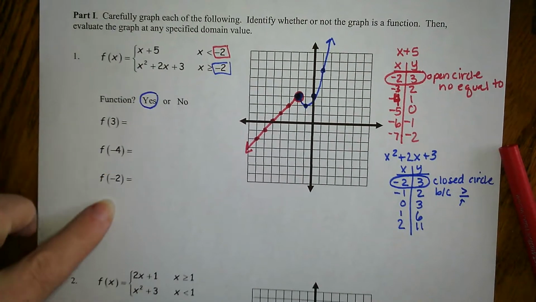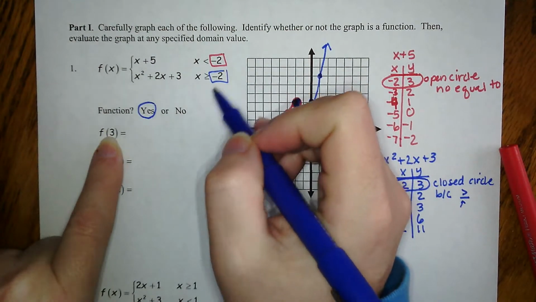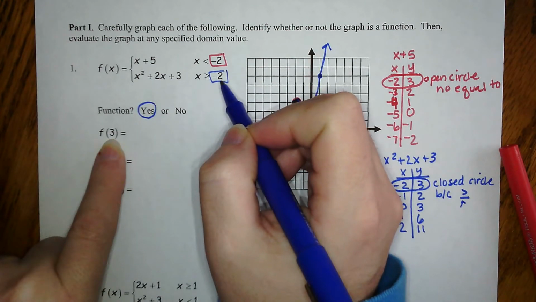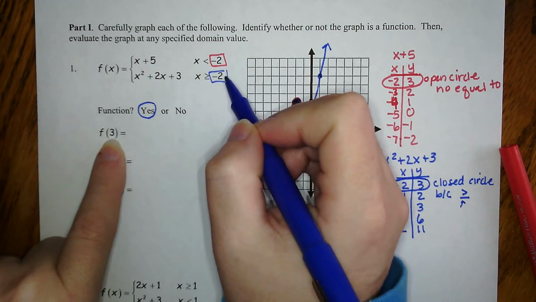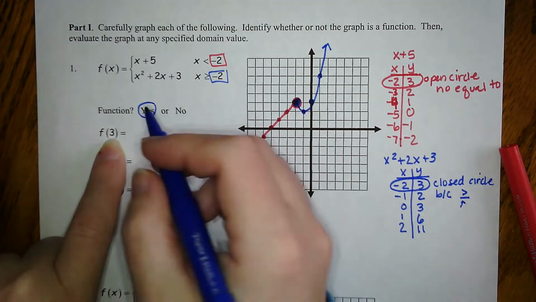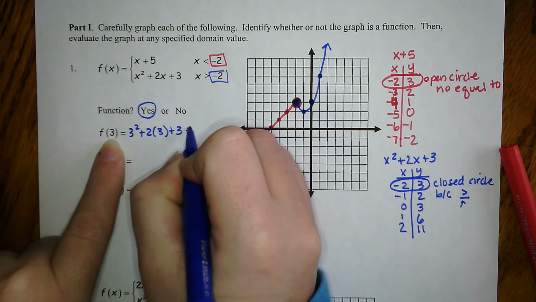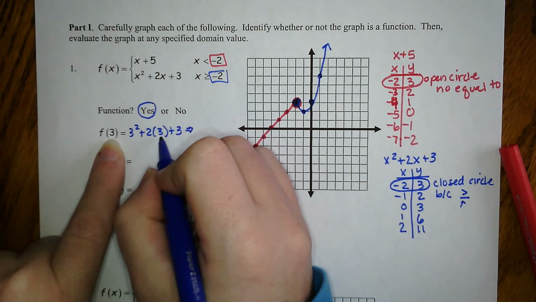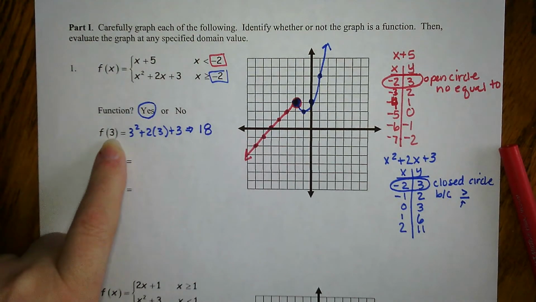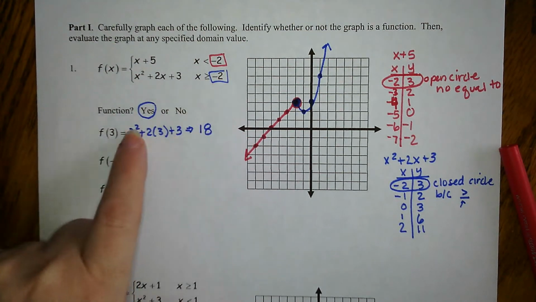And now we get to answer these questions here. So when x is 3, which category does positive 3 fall into? Is it less than -2 or is it greater than or equal to -2? Well, it's going to fall into the category where x is greater than or equal to -2. So that means we have to plug 3 into this bottom function. So we would do 3 squared plus 2 times 3 plus 3. That's 9 plus 6, that's 15, 16, 17, 18. The reason why we put it into the bottom one was because that's the domain where x is bigger than -2. 3 is bigger than -2.